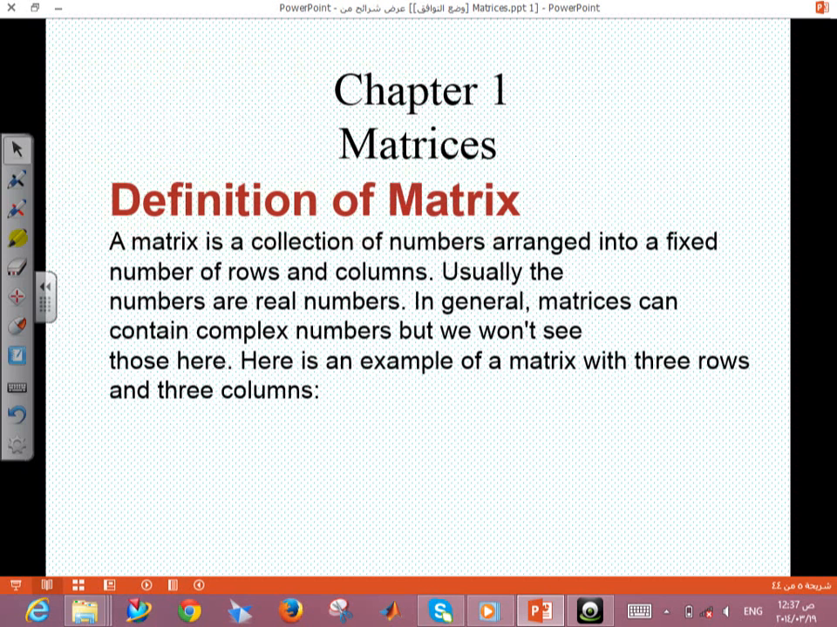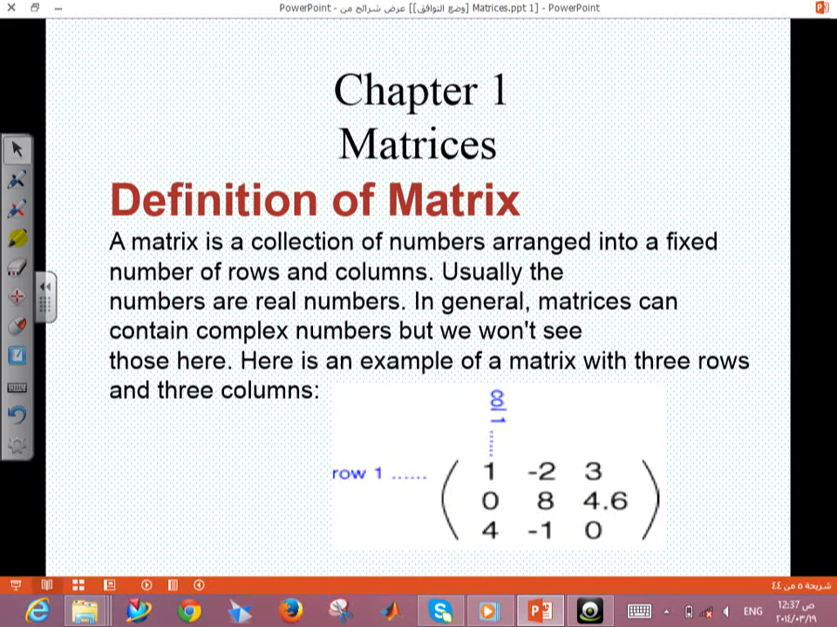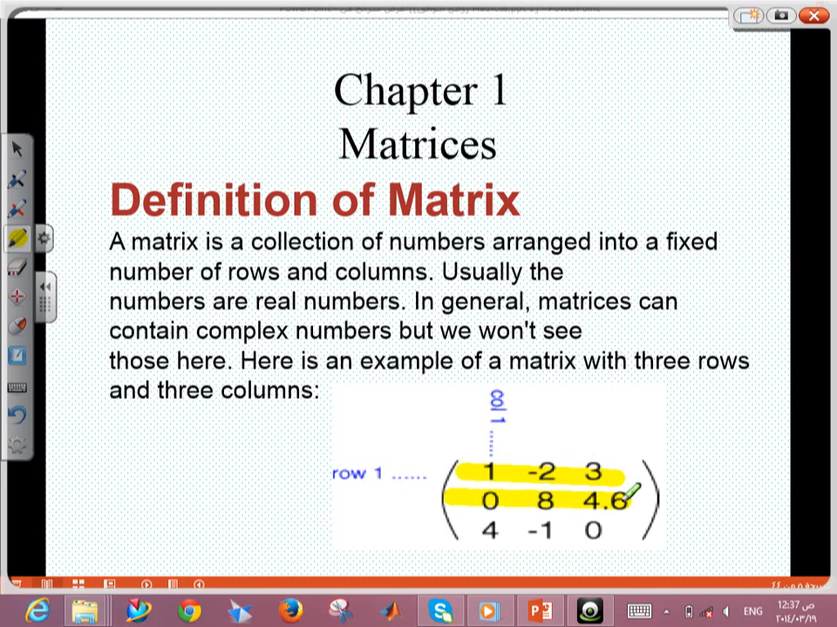The definition of a matrix: a matrix is a collection of numbers arranged into a fixed number of rows and columns. A matrix like this contains rows. This is the first row, second row, third row, first column, second column, and third column. That is the first column, first row. That is the first row, second row, third row, and then first column, second column, and third column. Okay.